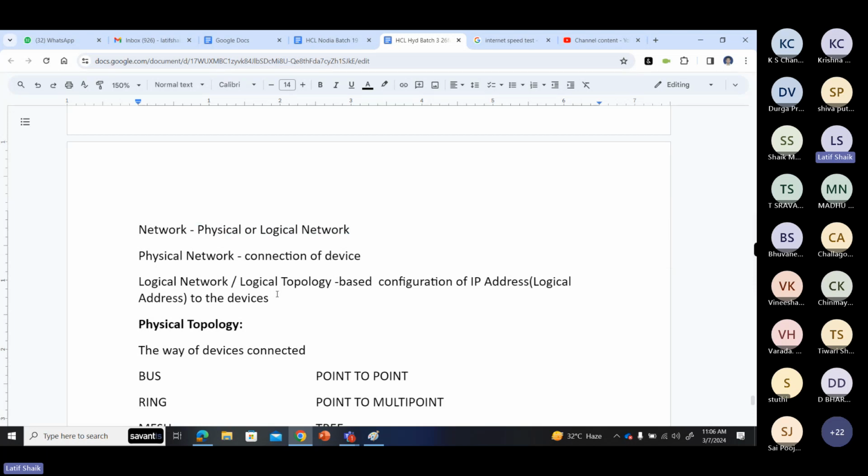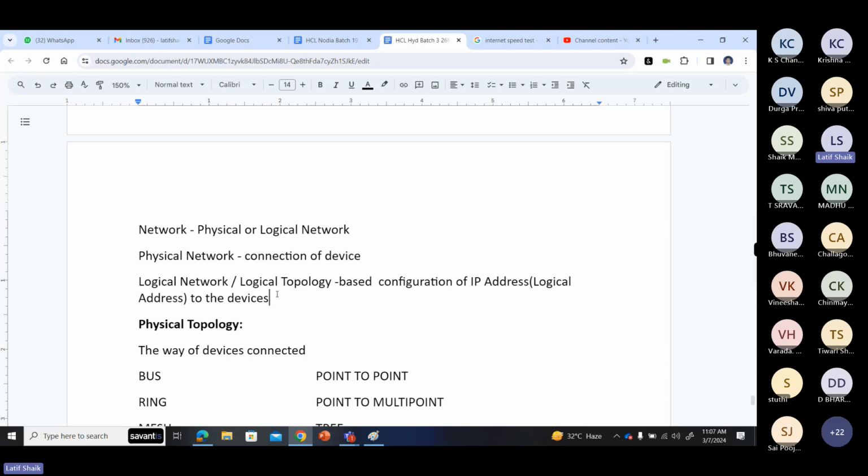So again, guys, network means either a physical network or a logical network. Physical network means connection of devices. You can connect the devices in different ways. Connecting devices is a physical network, or physical topology. The way you connect the devices, we call it a physical topology.